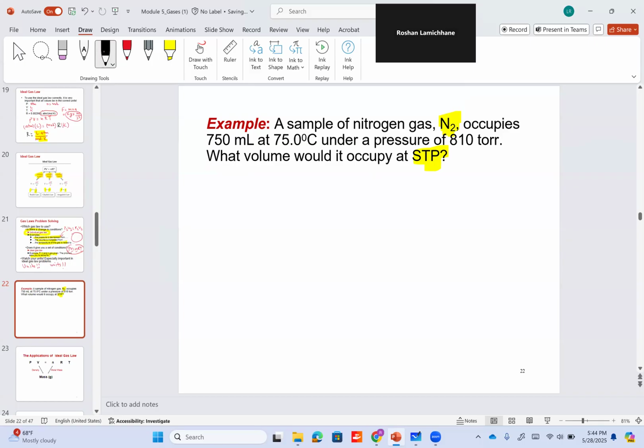So that tells me that things or the condition have changed. When the condition changes, that's how I know I have to use one of these combined gas laws or the individual gas laws. All right, so let's work this problem out. Let me do that on the whiteboard. I might have more space here.